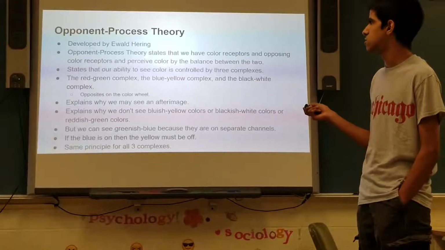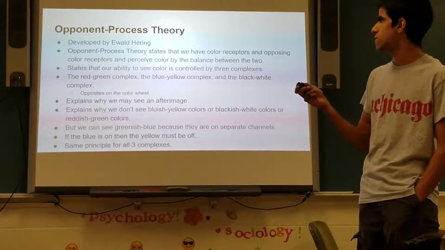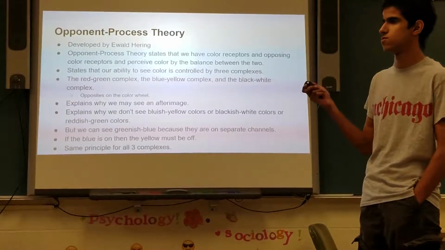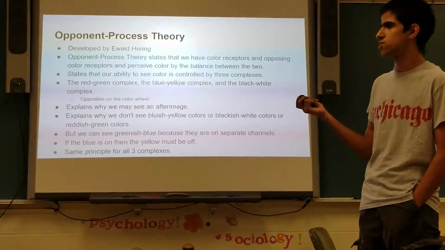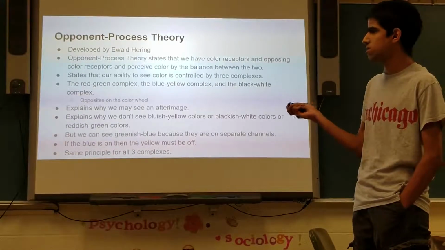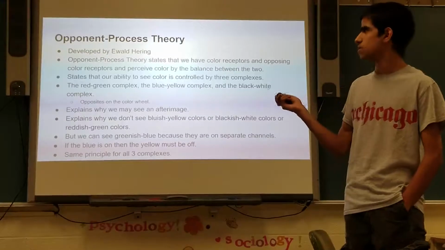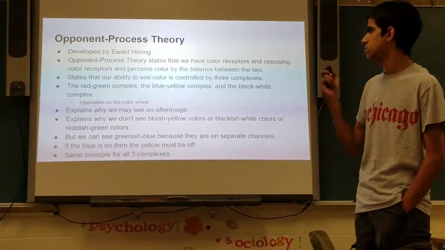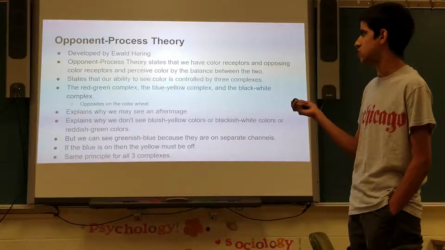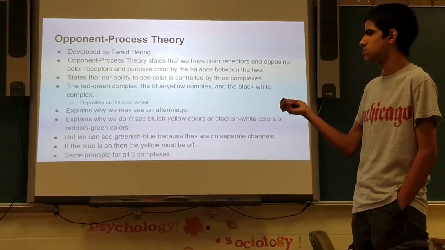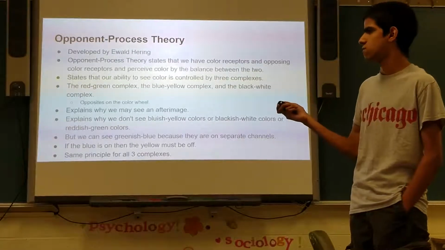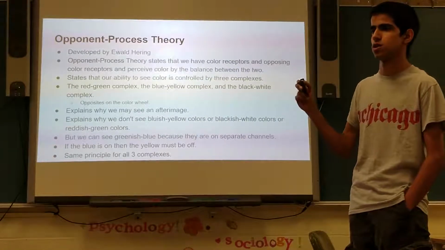So this does a really good job of explaining color blindness. And then opponent process theory was developed by Hering, and this states that we have color receptors and opposing color receptors that work in the same complex. So we perceive color by a balance of the two. So there's the red and green complex, the blue and yellow complex, and the black and white complex. And you can memorize those colors go together because they're opposites on the color wheel. This explains the afterimage, and it also explains why we don't see bluish yellow colors or blackish white colors. You just don't see these kinds of colors because when the blue is on, the yellow is off. And when the white is on, the black is off. So if one's on, the other's not.